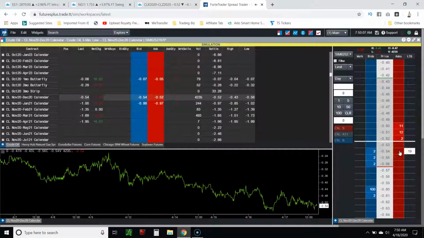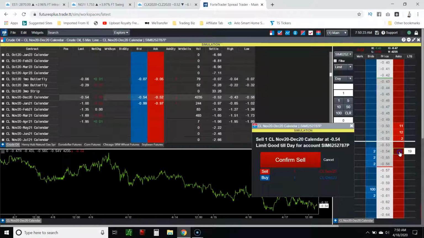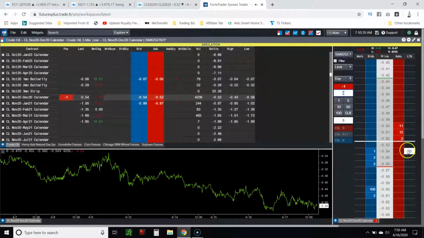This is going to be considered now a market order. If I left click and right away come down to 54, I'm surrendering. I'm not becoming a resting order, a resting place saying, nope, I'm a limit resting order. I'm a market order now. By left clicking here, it even showed it filled me on a simulator.